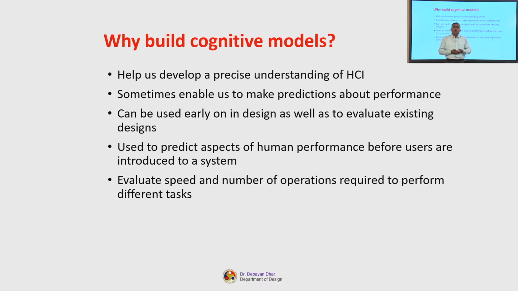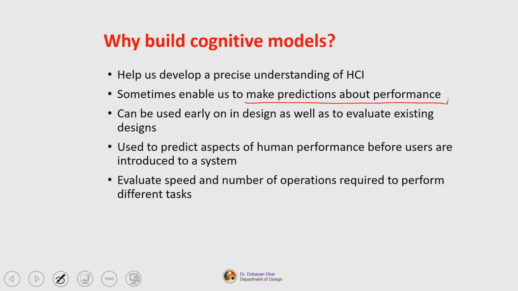Now, why is it important to build cognitive models? Why should we build cognitive models? We must understand that cognitive models help us understand the precise structure of the way human computer interaction happens. It gives us a precise understanding of human computer interaction issues and its paradigms. Sometimes it enables us to make predictions about performance. I would like to draw your attention here that it enables us to make predictions about performance.